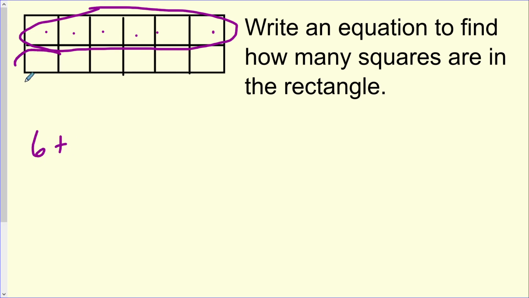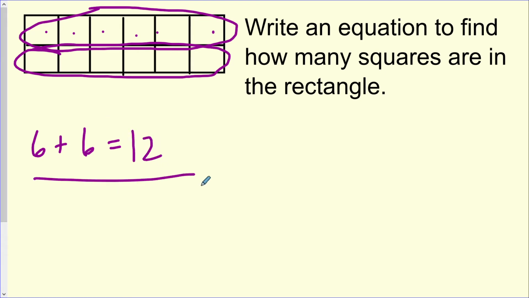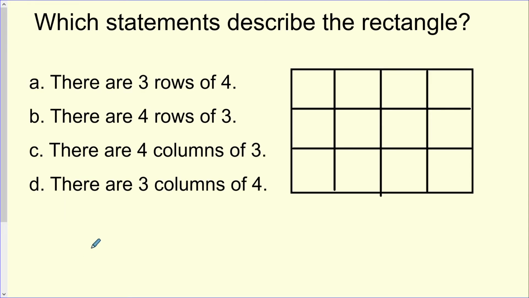Look at row number 2. How many squares are in that row? It's always going to be the same number because it's a repeated addition sentence. That means I'm repeating the same number. So 6 plus 6 equals 12 squares. So that would be your equation or your repeated addition sentence for this rectangle to show how many squares it has been partitioned into. All right, which statements describe the rectangle?